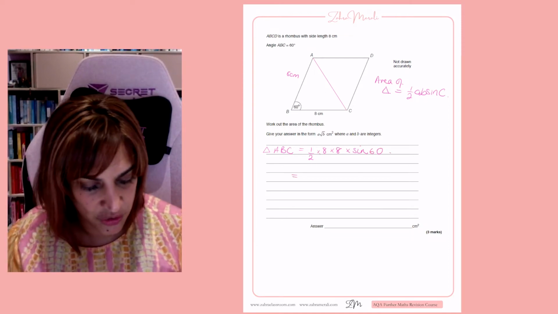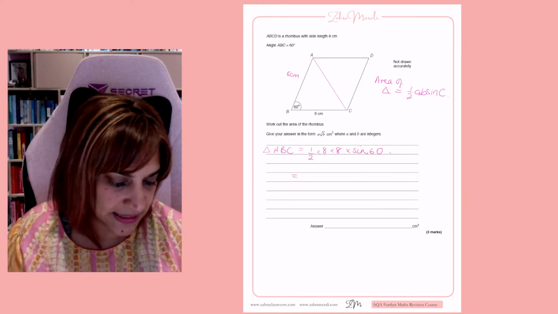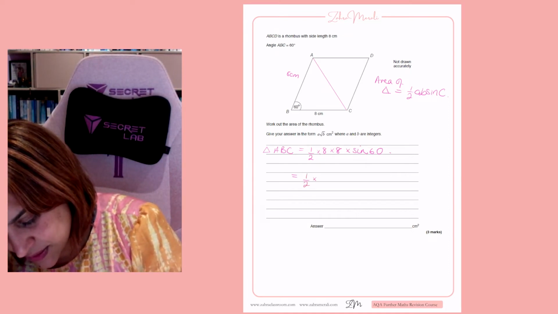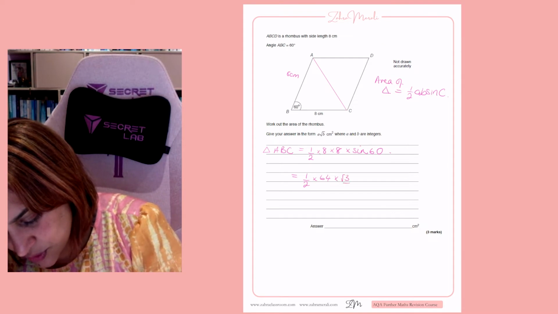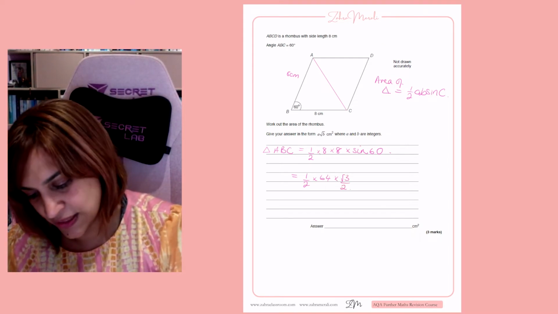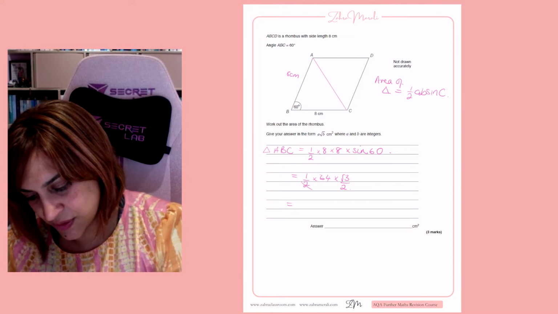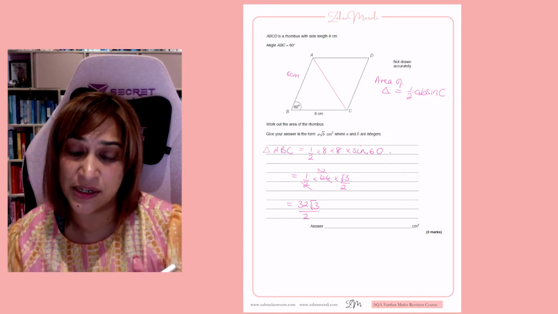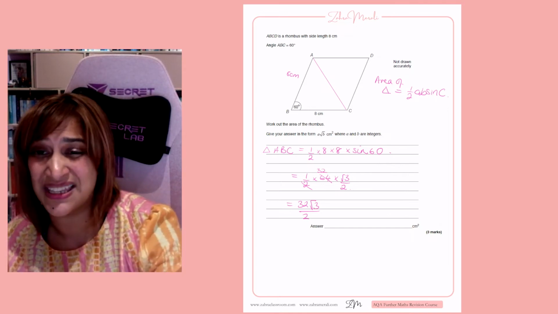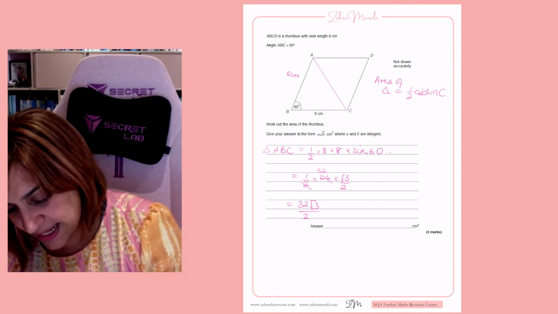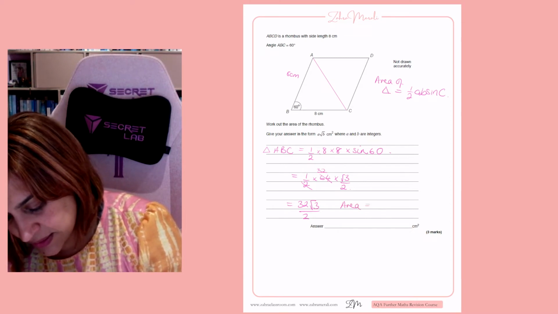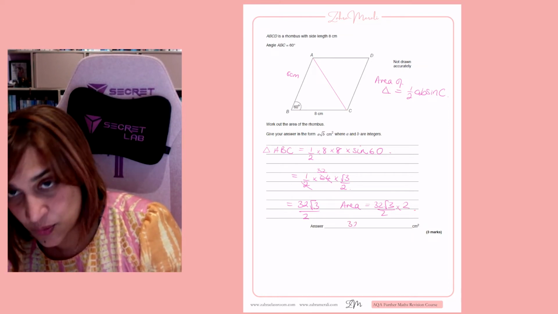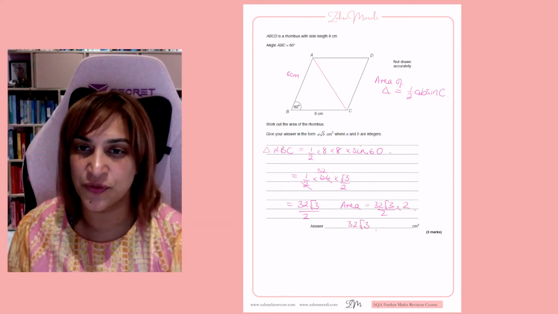Okay, so we know that sine 60 is the same as root 3 over 2. So we've got a half times 64 times root 3 over 2. And so that cancels to 32 root 3 over 2. But that's just one of the triangles. We've got 2 triangles and they're the same. So we say the area must be double that, 32 root 3. You can say times 2 and then 32 root 3, which is in the form that they're looking for.